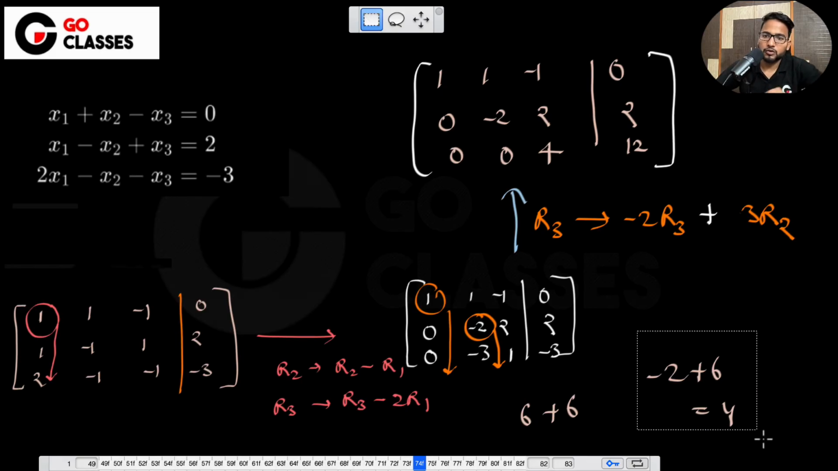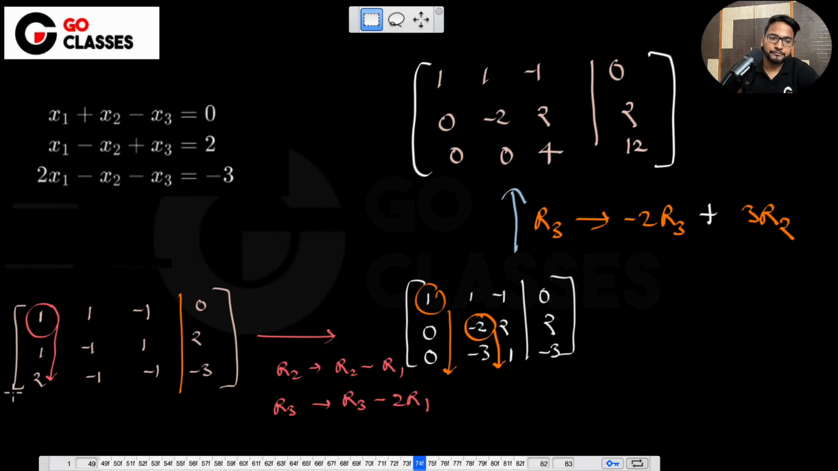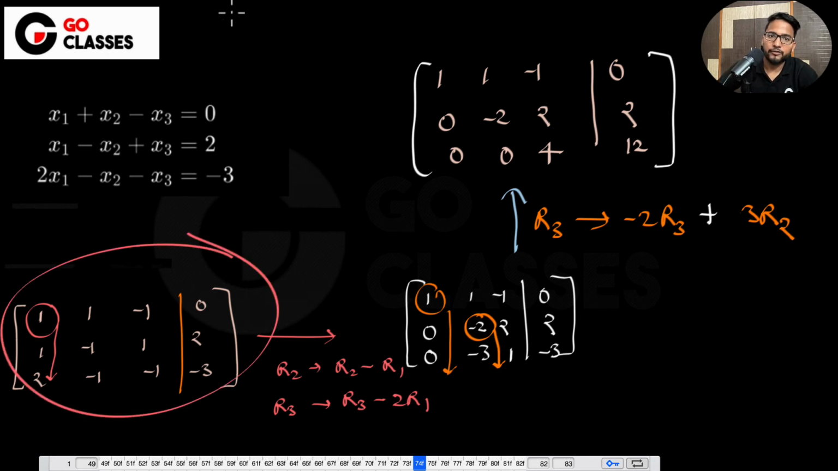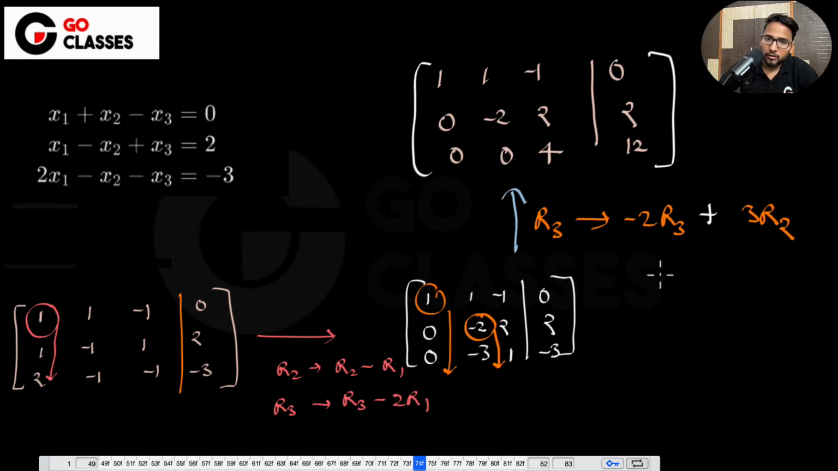Now, let me just do one thing. Let me write this final matrix on the next page. So we started with this matrix and we finally got this matrix, right? I hope you understood the idea. Now let's just see what we can do from this final matrix.